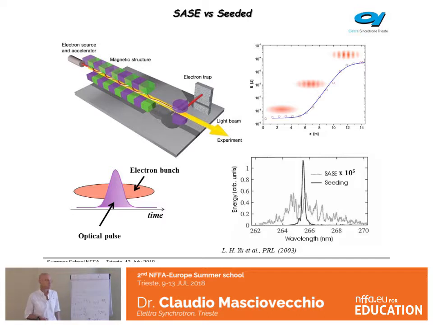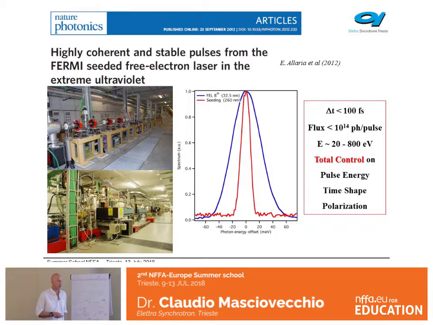So having a seeding is much better. You have a pulse which is very close to a tabletop laser. But this, you can do at low energies. You cannot do it in the X-ray. And actually, the first who demonstrated you can do it in the VUV or soft X-ray were us, basically. We showed already a few years ago that you can do the seeding at FERMI. Basically, the red line is the seeding pulse, the optical pulse, and the blue line is the emission of the laser. Here you have some parameters, the time duration of the pulses in the range of 100 femtoseconds.